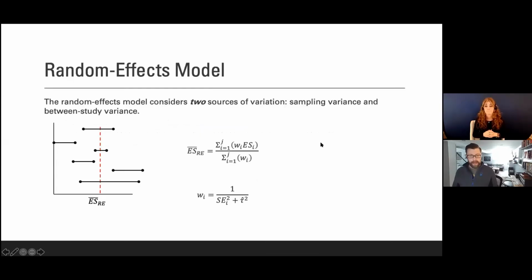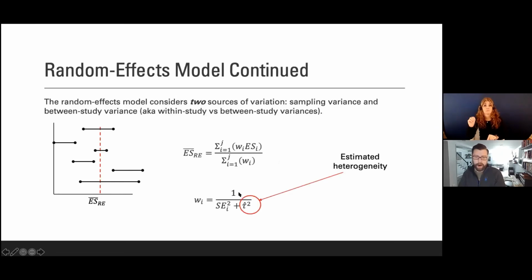So the random effects model, again, has the same general formulation here. It's the sum of the weighted effect sizes divided by the sum of the weights. But our description of what the effect sizes might look like in a random effects model is different. We not only see variation in the precision of each of the effect sizes, the width of those confidence intervals, but the midpoints of those confidence intervals where the effect sizes would live are also varying, okay? So in the random effects framework, our inverse variance weights have 2 components.